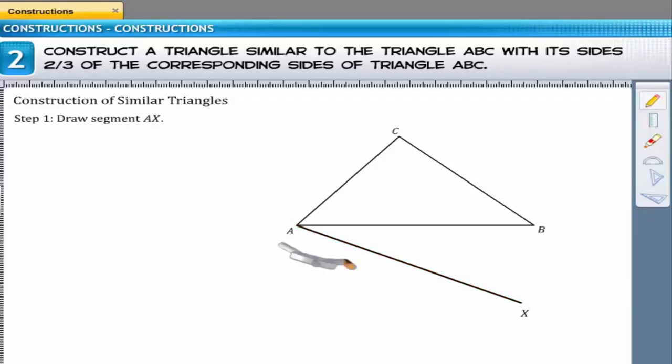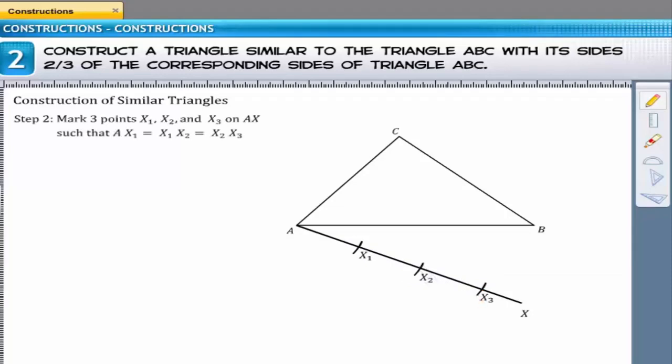Now open the compass to a small convenient length. As step 2, mark 3 points x1, x2 and x3 on AX so that AX1 is equal to x1x2 is equal to x2x3. Make sure that the distance to which the compass is open is not disturbed as you mark the points. As step 3, draw a line to join the points x3 and B.